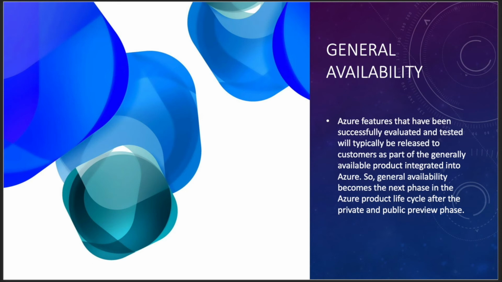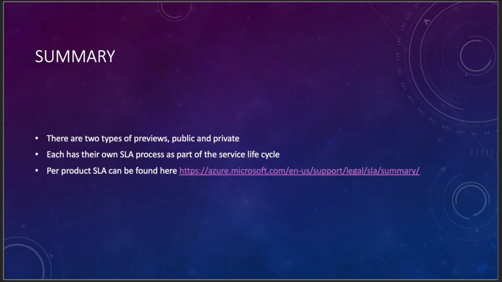And you can use it for your business. It's worth using for whatever reason. All right, so that's basically the summary: there are two types of previews, public and private. Private is just for people that either requested it or are working with Microsoft to test their code. And then public is limited availability.